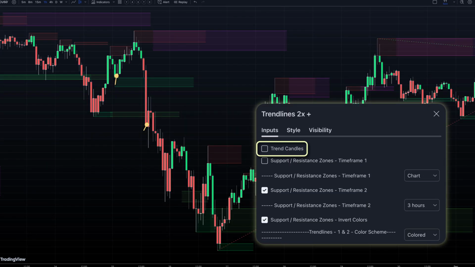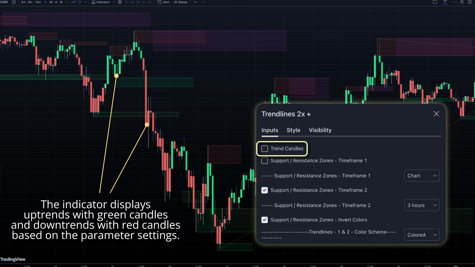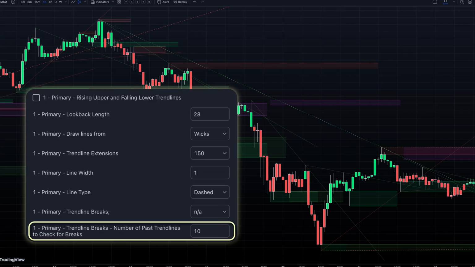The indicator incorporates a trend candle system based on Heikin-Ashi calculations derived from TTM trend bars, which helps visualize price momentum through color-coded candles. It also features a trendline break detection system capable of tracking up to 10 previous trend lines, though this functionality is noted as needing optimization.